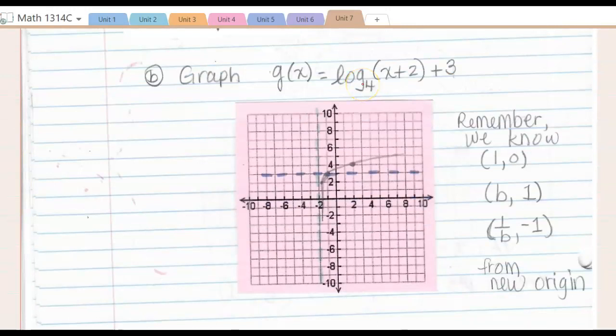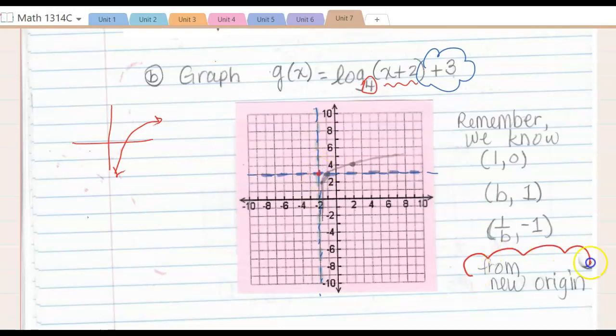Let's graph g of x, where g of x is equal to the log of base 4 of x plus 2, plus 3. So a couple of things that we need to remember is that we have a positive base greater than 1. So our graph should look like this. And then we're going to move 2 to the left. So I'm going to put that in blue. That's going to be our vertical line here. Our plus 3 is going to make it go up 3. So you can see my horizontal line here. I'm going to put it in red. This is my new origin.